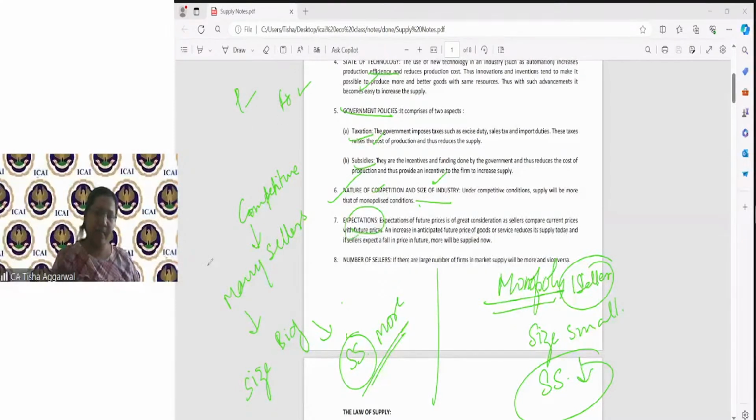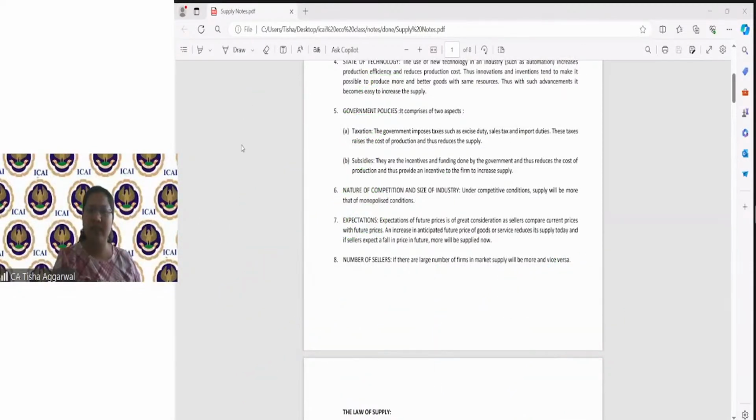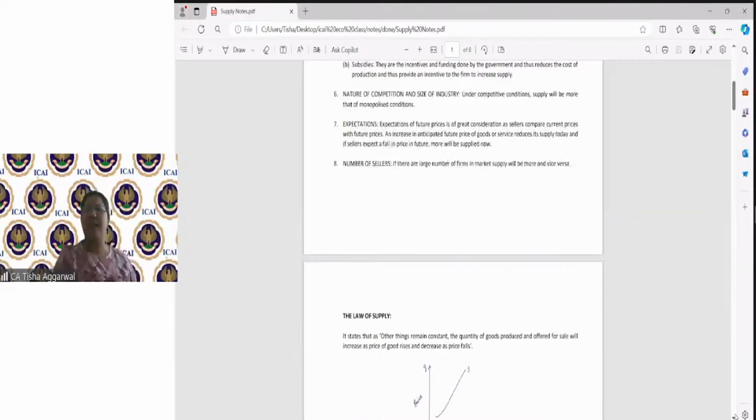Expectation. Have you heard of a concept called black marketing? That's an illegal mode, though. You must have studied what black marketing is. You must have seen it in the movies. What is black marketing? Hoarding. If you see old-time movies, there was a person who used to show an artificial scarcity of a product, and when they show the artificial scarcity of a product, automatically they increase the prices.